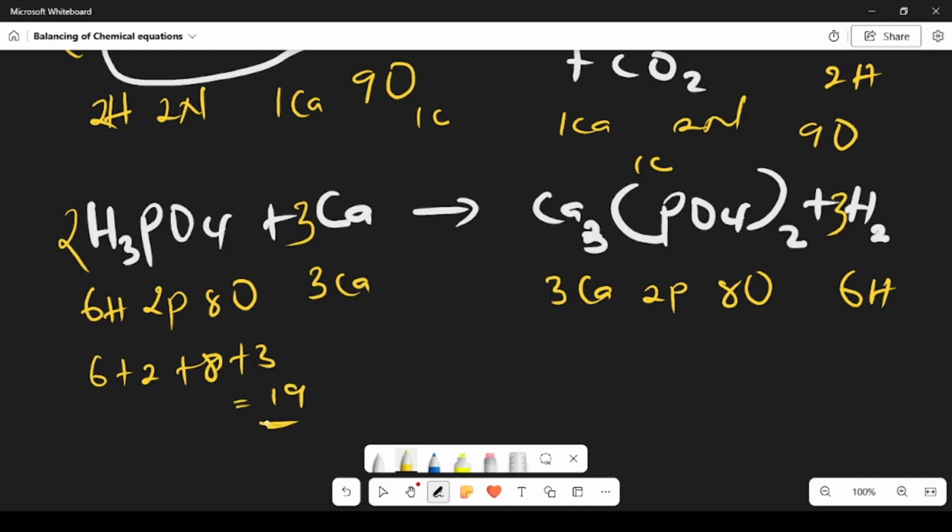19. Very beautiful. Now 3 plus 2 plus 8 plus 6. So 3 plus 2 here is 5. And 5 plus 8 is 13. 13 plus 6 is 19, meaning we are correct. So tell me, where is the difficulty in equation and balancing of it?